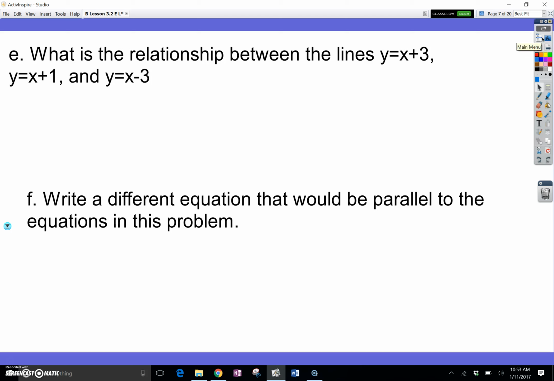So the next thing, what is the relationship between the lines of y equals x plus 3, y equals x plus 1, and y equals x minus 3? So the slopes are the same.